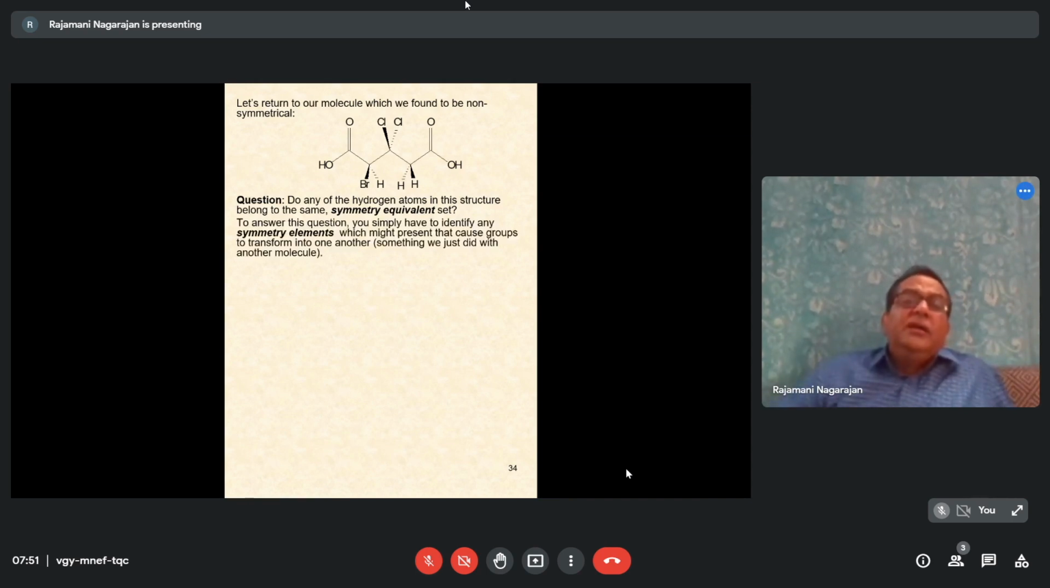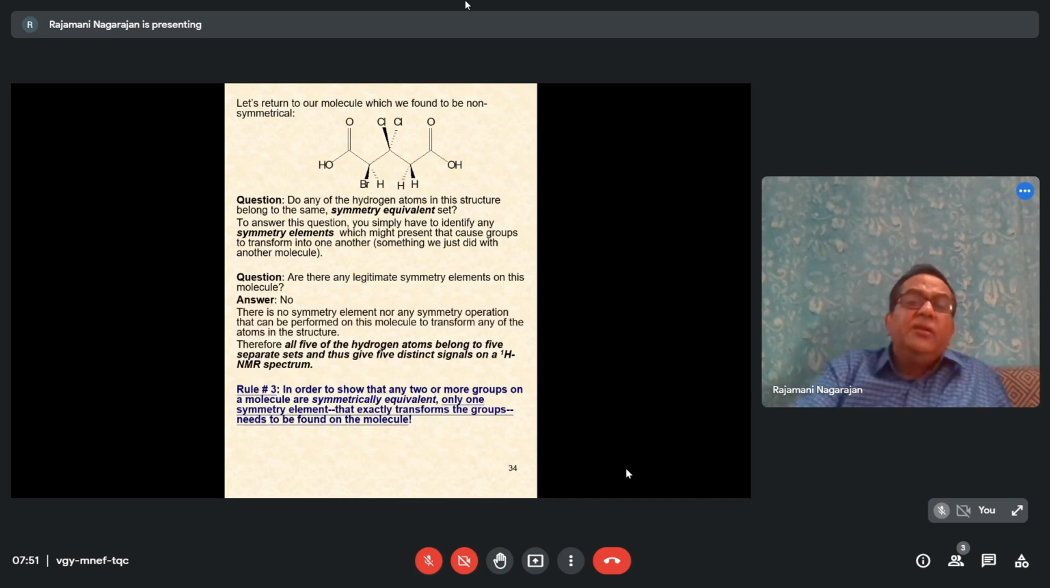To answer this question, what are you supposed to do? You have to simply identify any symmetry element which may be present in this molecule that can cause the groups to transform into one another. Are there any legitimate symmetry elements in this molecule? The answer is no. There is no symmetry element nor any symmetry operation that can be performed on this molecule to transform any of the atoms in the structure.